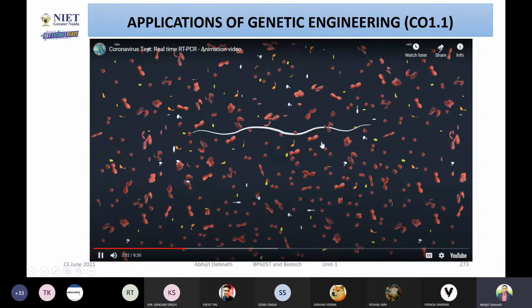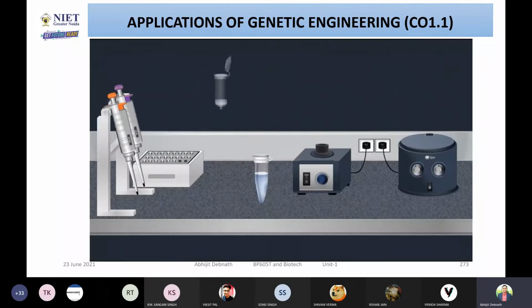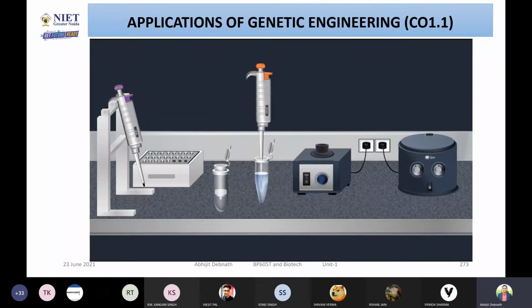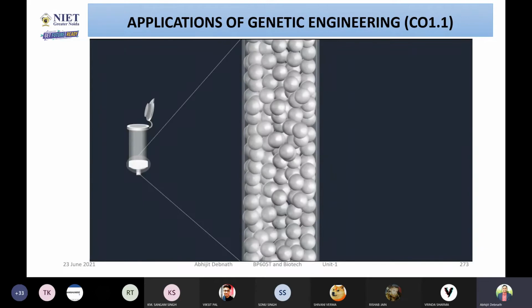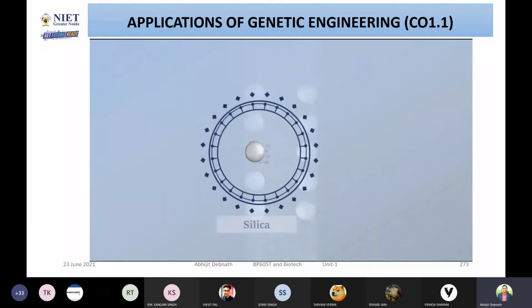Okay? The sample is lysed. A purification procedure is carried out by using a spin column. The sample is loaded onto the spin column. Then a centrifugation is performed. This procedure is a solid phase extraction method, in which the stationary phase consists of a silica matrix.